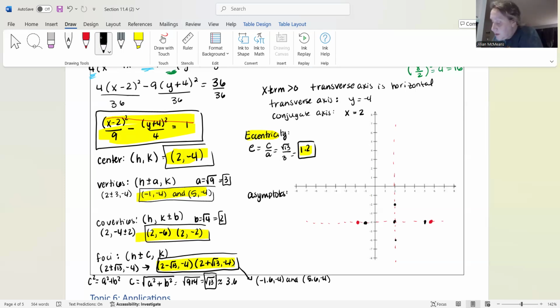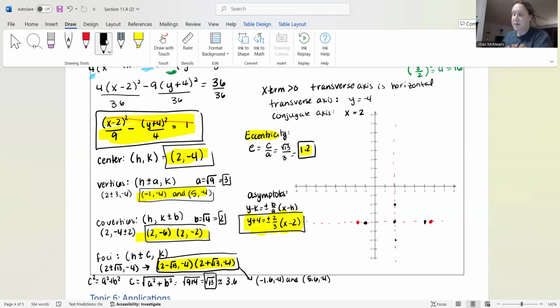All right, so for the asymptotes, we have y minus k equals plus or minus b over a times x minus h. So we can just fill these values in. We don't even really have to simplify this formula. So k was negative 4, so we're going to get y plus 4 equals plus or minus. b was 2, a was 3, and then we get x minus 2. So those would officially be our asymptotes, okay?